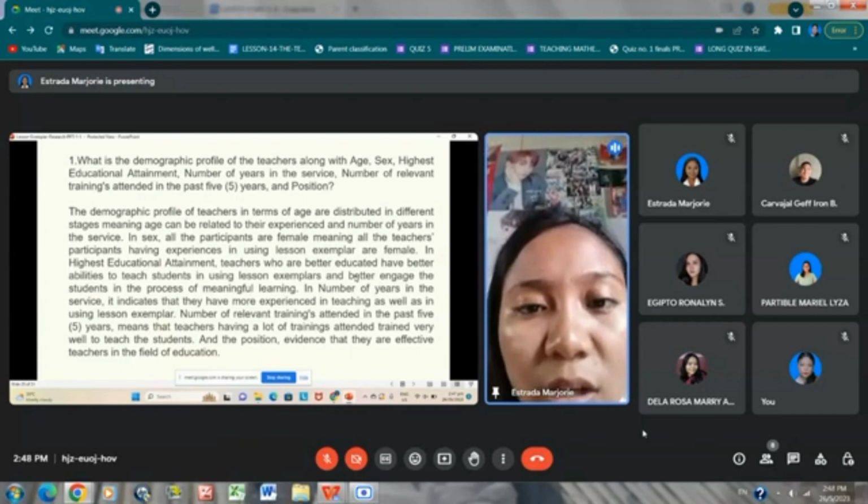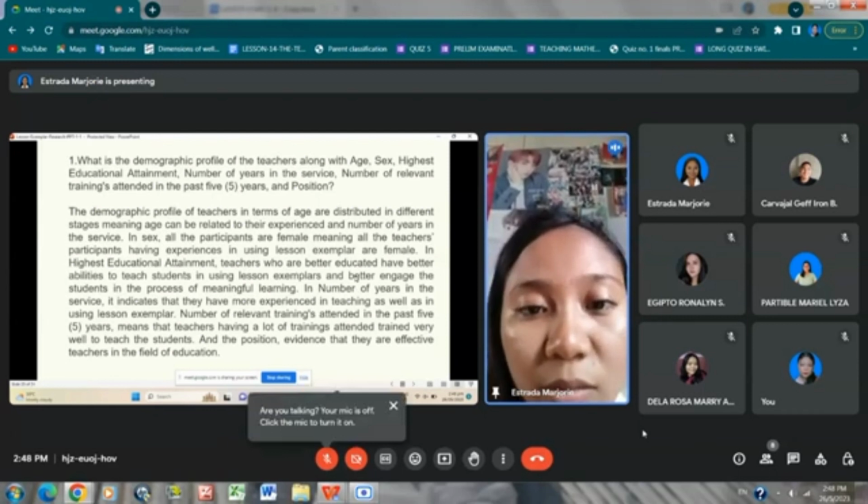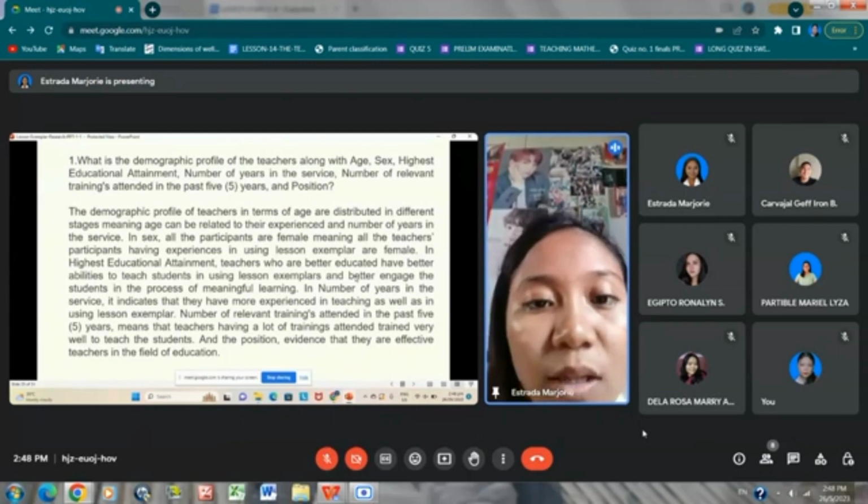In sex, all the participants are female, meaning all the teacher participants having experience in using lesson exemplar are female. In highest educational attainment, teachers who are better educated have better abilities to teach students in using lesson exemplars and better engage the student in the process of meaningful learning.